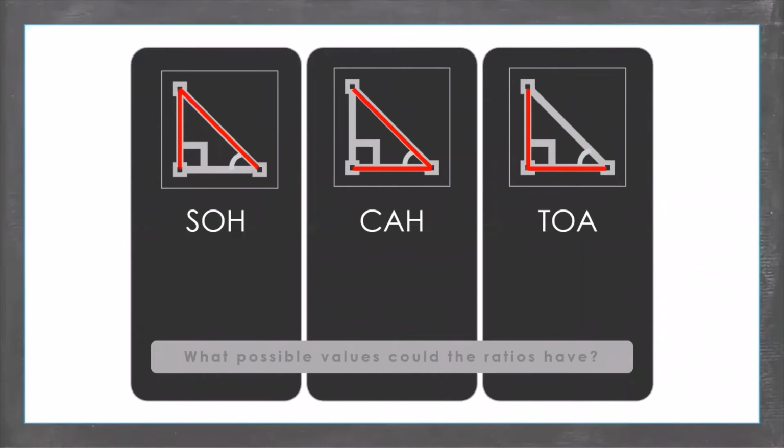So I want to take just a second before we get into calculations. I want you to figure out what possible values could the ratio for sine, cosine, and tangent have. This can help you determine if you're putting your math in correctly, or why maybe you're getting an error in your calculator.